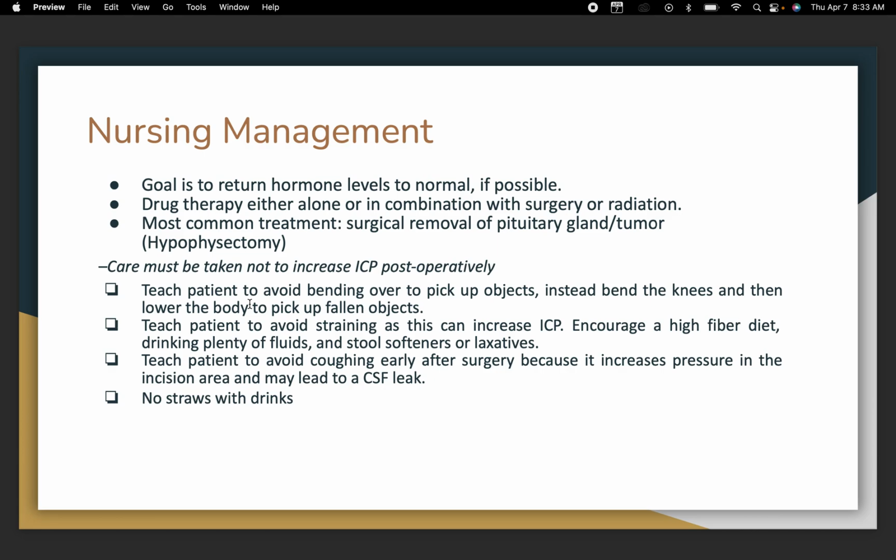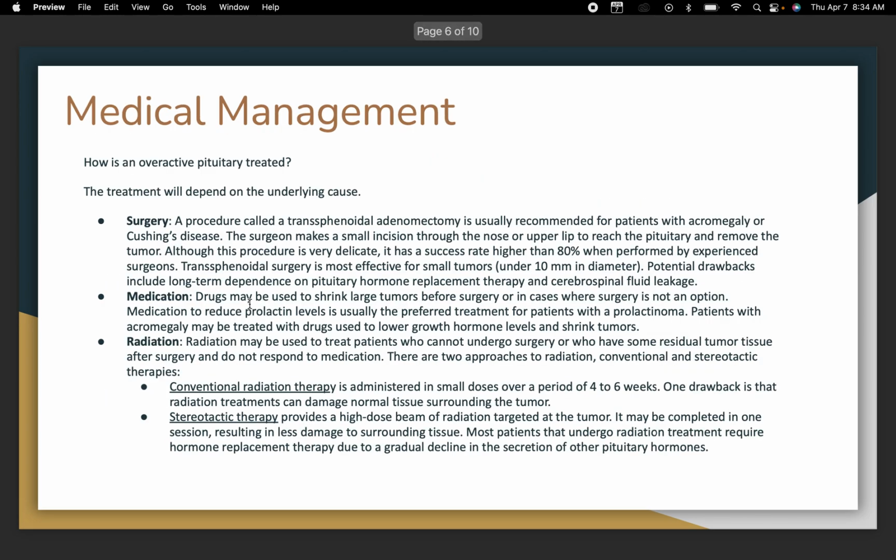We're going to teach the patient to avoid coughing early after surgery because it increases pressure in the incision area and may lead to a cerebrospinal fluid leak. And of course, they are not going to be drinking with straws. And of course, we're also going to keep the head of the bed elevated, and other things like that. But we do not want that intracranial pressure increased whatsoever. I mean, we learned all about that, and it's not good.